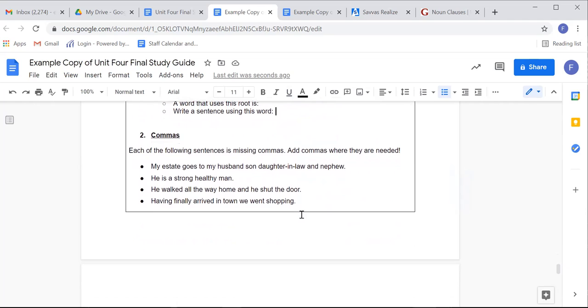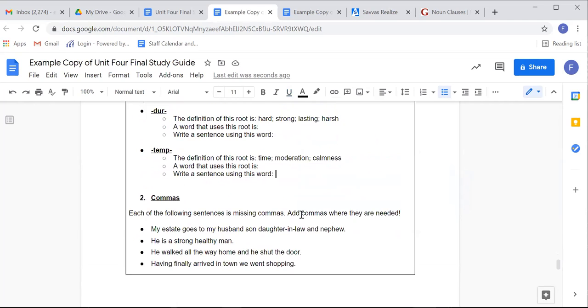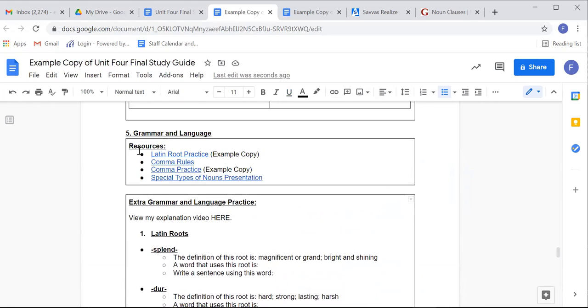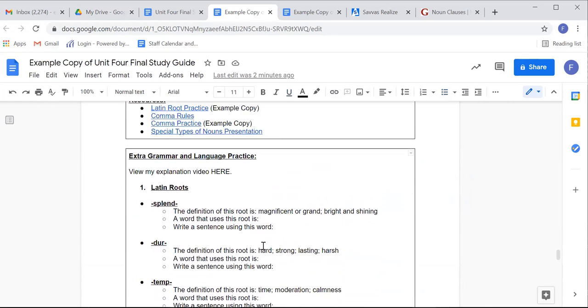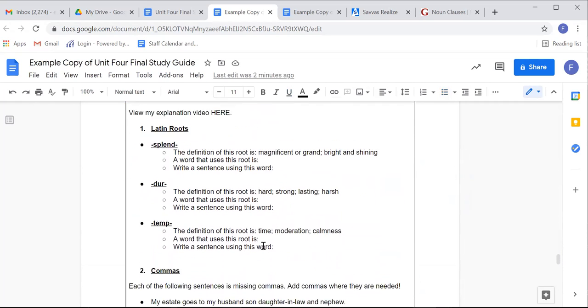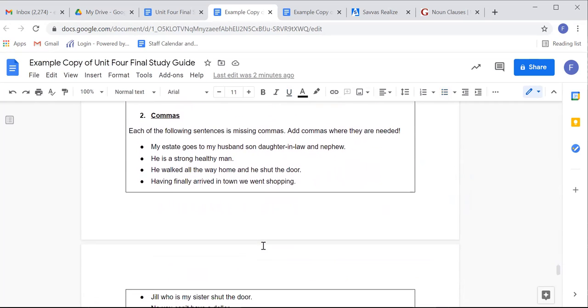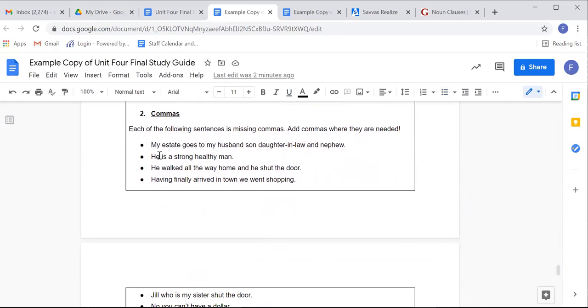Moving down here, we have commas, and I'll spend a little more time on these. As a reminder, if you want to see what the comma rules are again, I have that linked up here. However, you should know that I won't actually ask you to identify specific comma rules on the unit final. It's just a really great way to make sure that you understand where the comma should go. But here are your example sentences, and here are where your commas should be.